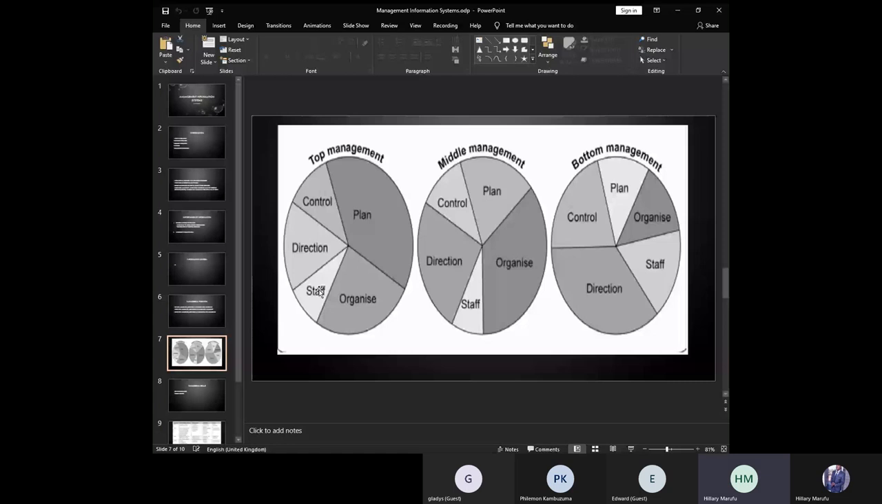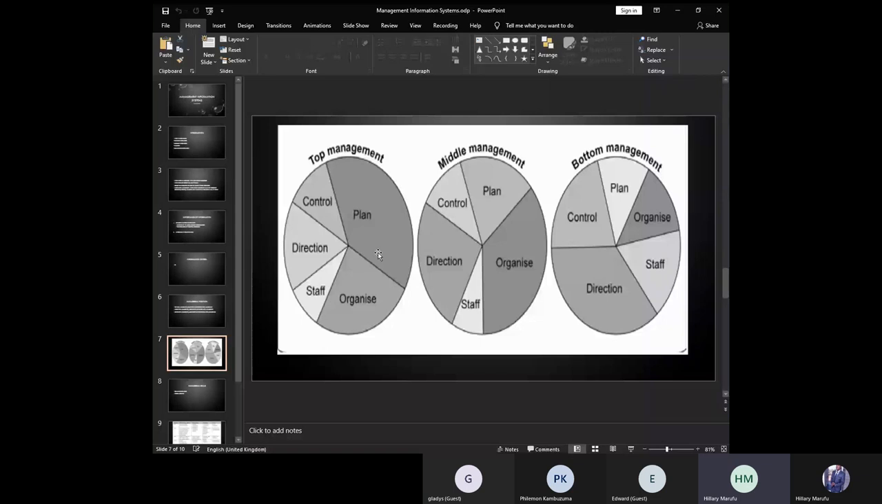So if you see top management, the greater amount of time or portion is planning. They're planning on where they see the organization in 10 years, where they see the organization in 20 years, whether they're going to diversify products, whether they're going to eliminate a product, or whether they're going to close or jump ship, or whether they're going to create a market in a different area. So top management have, how can I put it, strategize on the business, where they see the business in the future.